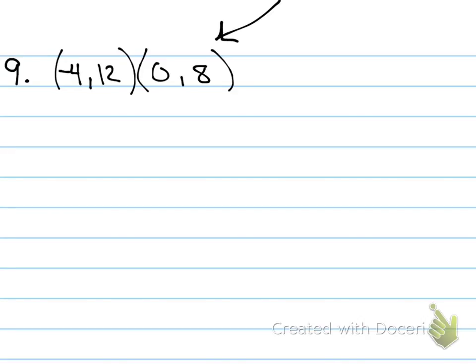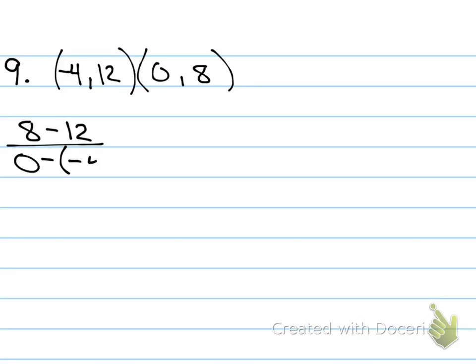-4 and 12. I got it. -4 and 12. And what's my second ordered pair? 0 and 8. And guys, the beauty of it is that one of the sets will always have 0 in it, so you can figure out your y-intercept.